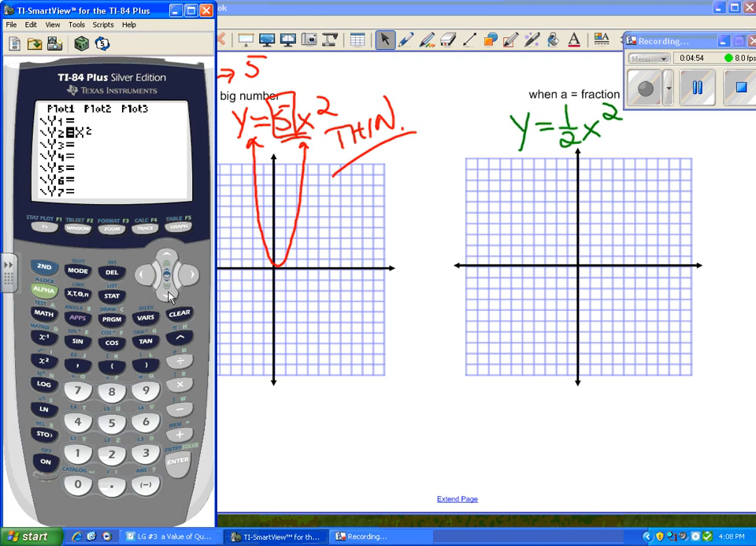All right, so brackets 1. Oops, I put 2 brackets in. Let's clear this again. Brackets 1 divided by 2 bracket x squared. Now you remember what our old parabola looked like. Look what happens now with our new parabola. There it is. So what happens is our new parabola actually gets a little bit wider.